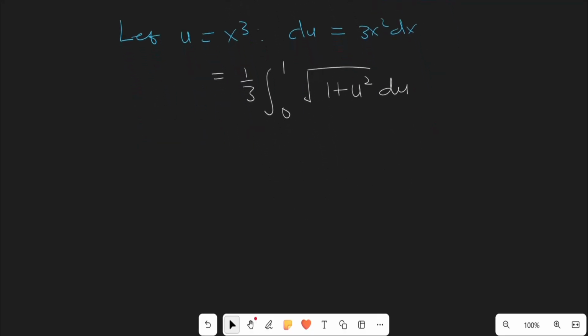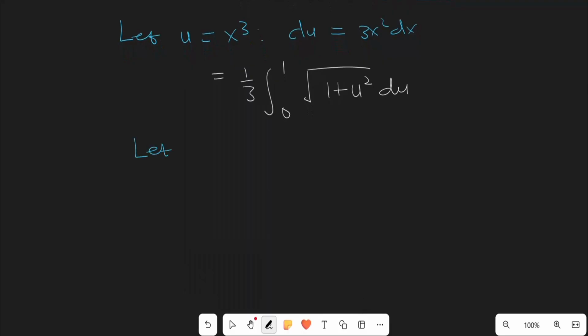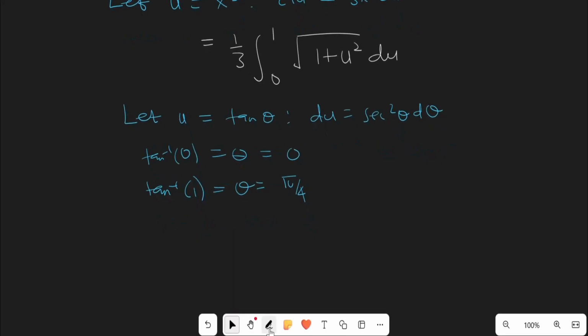And with this, we can do another u sub. We can let u here be equal to tan of theta, right? So du is going to be secant squared theta d theta, like this. What about our limits? When u is equal to 0, we have theta equal to the tan inverse of 0, which is going to be 0. When u is equal to 1, we have theta equal to the tan inverse of 1, which is pi over 4. So we can take our integral from the u world into the theta world.